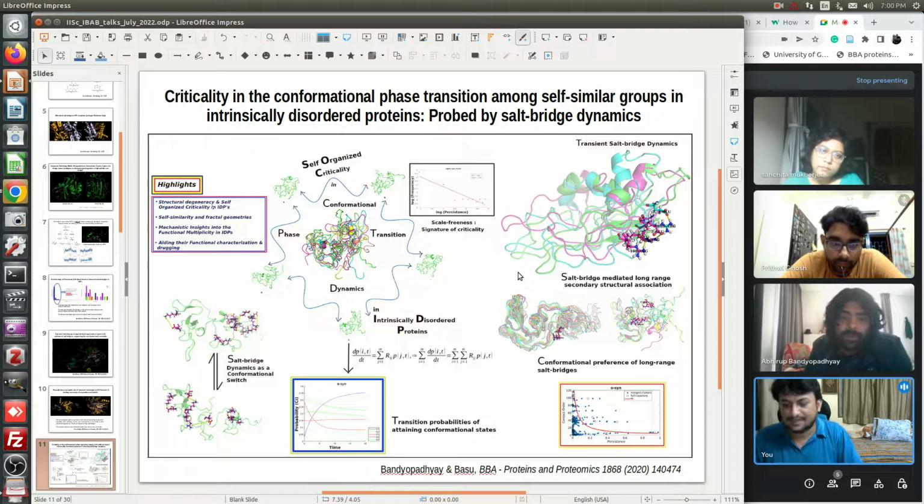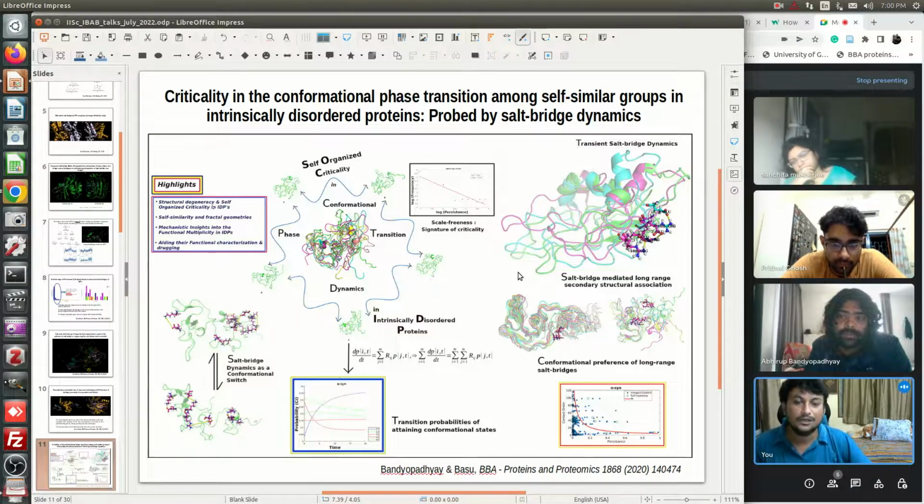The next thing that we explored, and this I did with my friend from mathematics, Abhirup, who is currently in Amsterdam doing a postdoc. So here our question was: IDPs are disordered, but we can phrase the question like this, is there an order of disorder, or is the disorder entirely random?